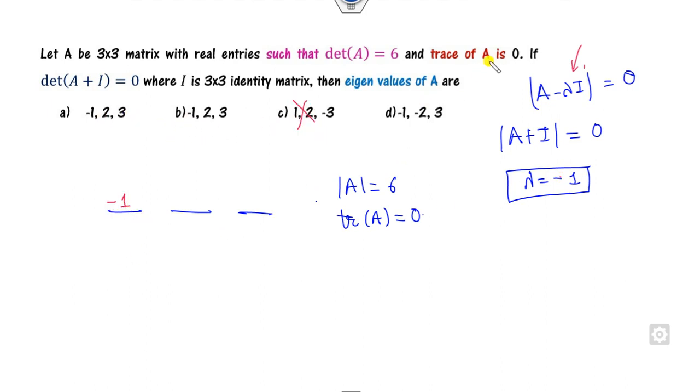The rest are there. Now trace of them is 0. This is possible. Trace is not 0. Trace is not 0. So the right answer is here. Or there is no need to solve this. It is quite obvious about this problem.